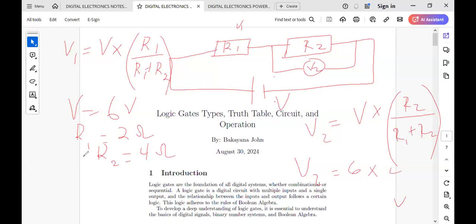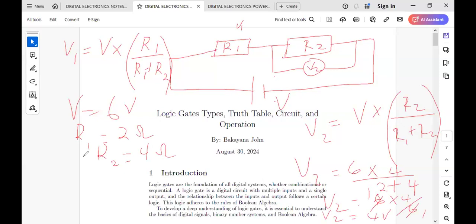R2 was 4, out of 2 plus 4. So V2 becomes 6 times 4 over 6. And of course, when you reduce, V2 becomes 4 volts.